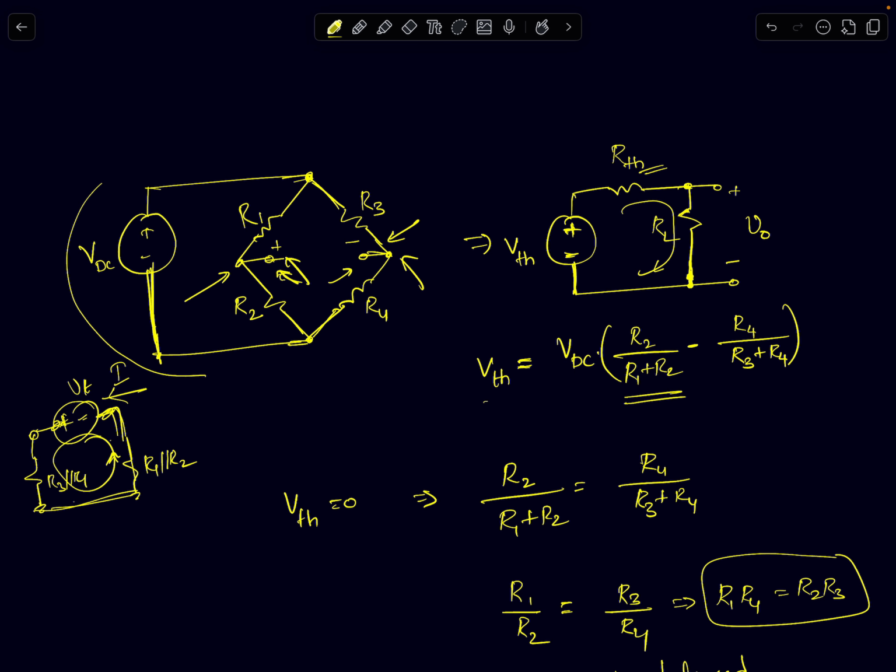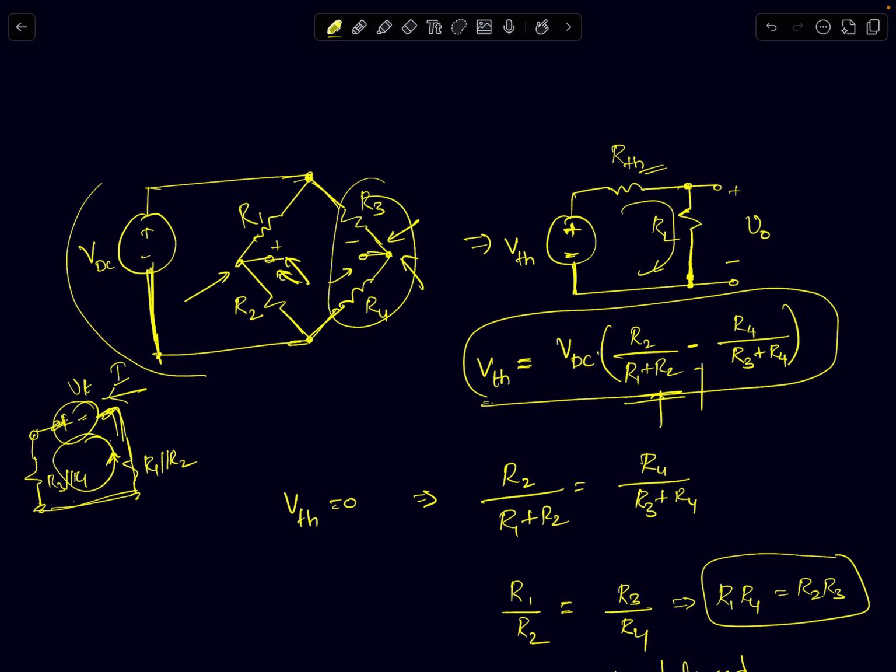You will get, it's just 2 potential dividers, R2 by R1 plus R2 times VDC minus R4 by R4 plus R3 times VDC. Okay, that's your Thevenin voltage. And the Thevenin resistance is the resistance seen between these 2 terminals. That will be given by R1 parallel R2.